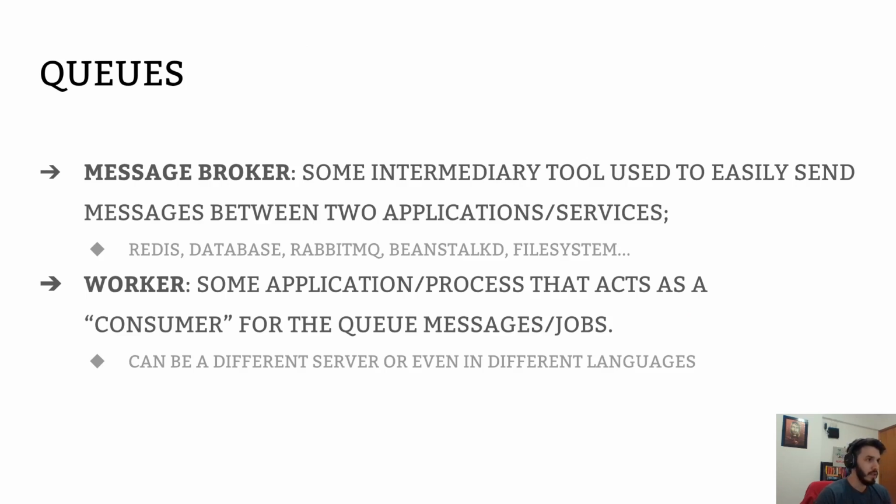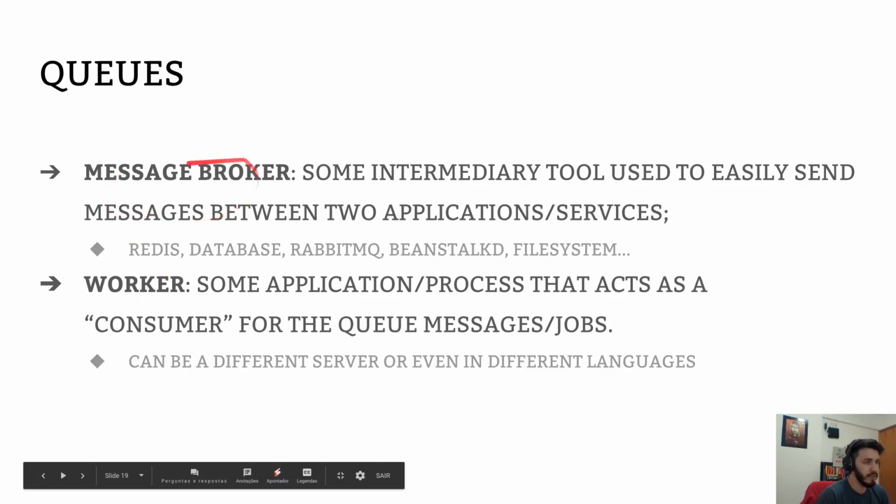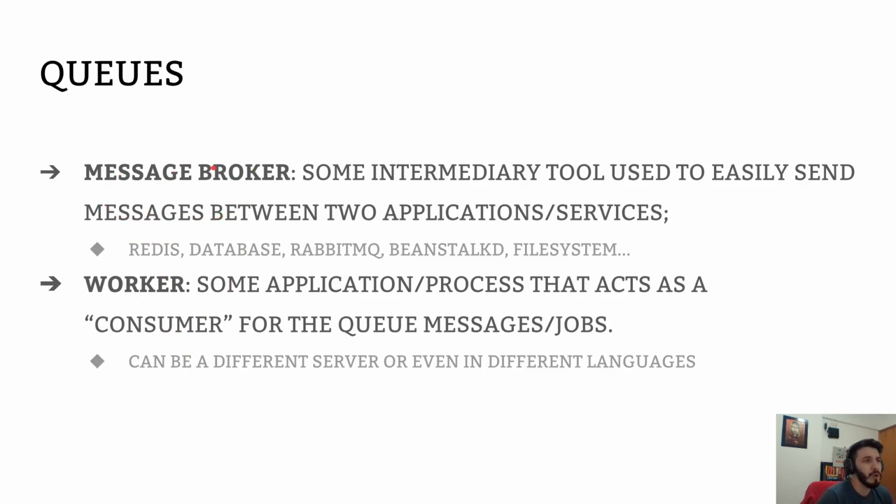So we talked about it, but let's describe them a bit better. Two new pieces of infrastructure were added, the message broker and the worker. A message broker is some intermediary tool that is used to easily send messages between two applications or two services. There are several implementations, several tools can actually fit this role of message broker.